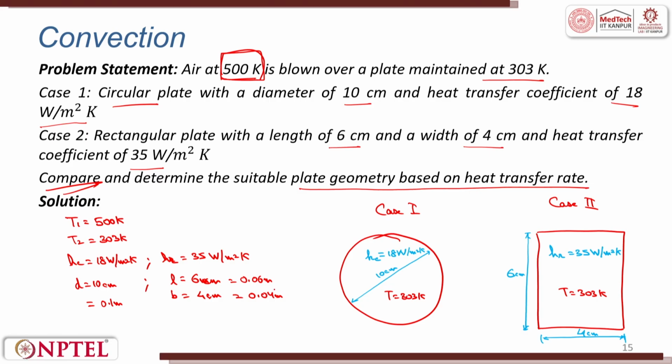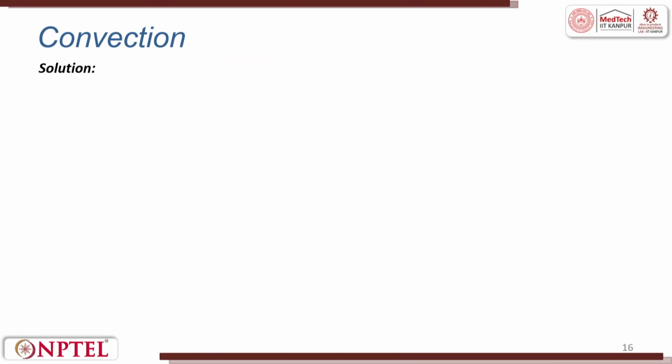Now, they say compare and determine the suitable plate geometry based upon the heat transfer rate. For a circular plate, let me see what the heat transfer rate is and which one is better. So, for a circular plate, I will calculate here, and for a rectangular plate, I will calculate on another side.